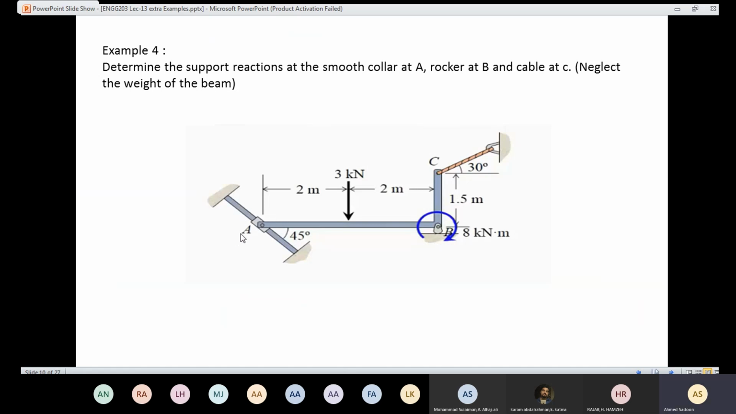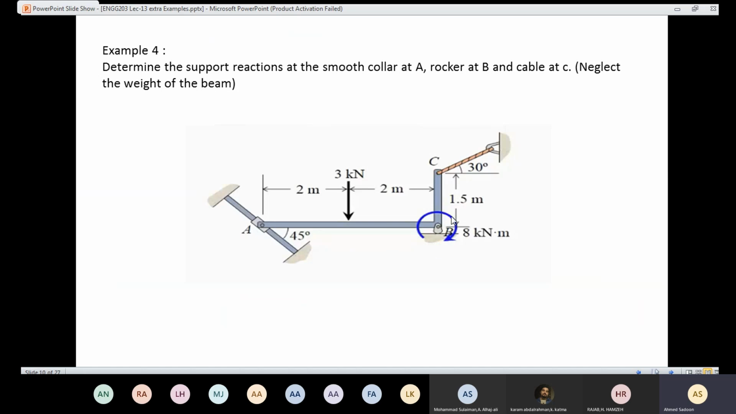So I'm going to say that I'm going to have a reaction which is perpendicular to that surface here, because I have a smooth collar at A. So I'm going to replace that support by putting a reaction which is perpendicular to that surface.